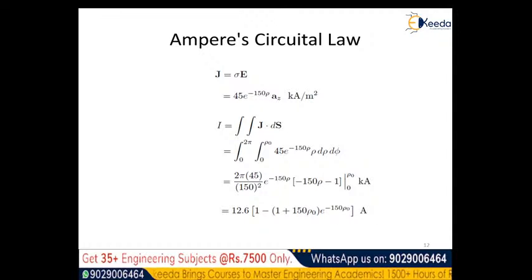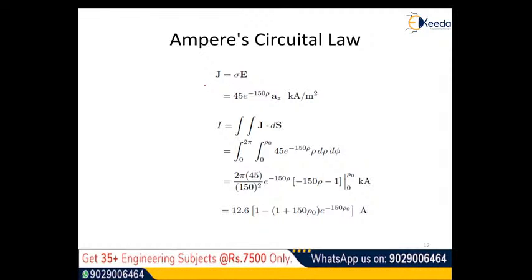As we simplify the RHS, we get the form of the total required current: I is equal to 12.6 multiplied by the square bracket that has 1 minus, in the bracket, 1 plus 150 times rho 0. This bracket is multiplied by the exponential e to the power minus 150 times rho 0. Here it is expressed in terms of amperes. So this completes the answer to part B.